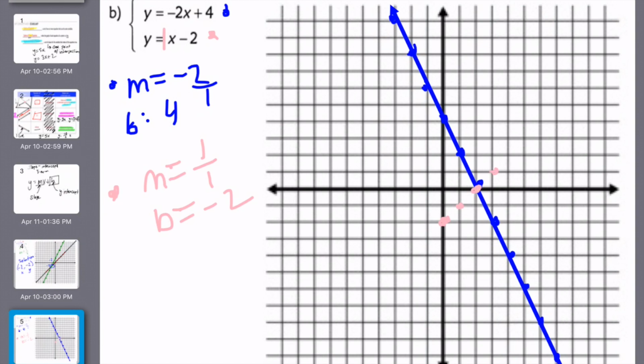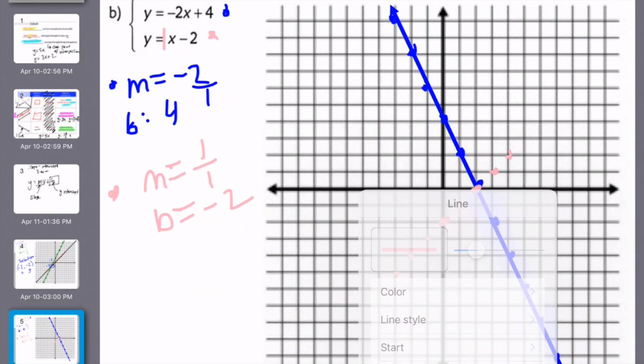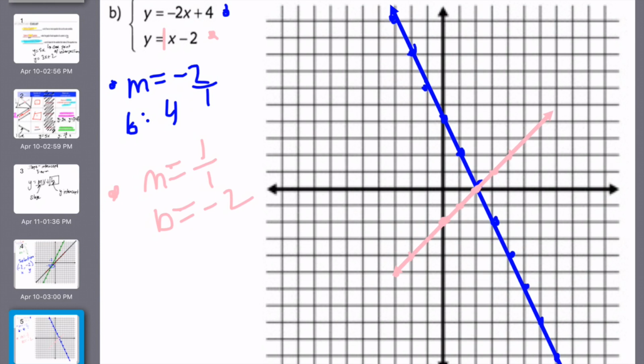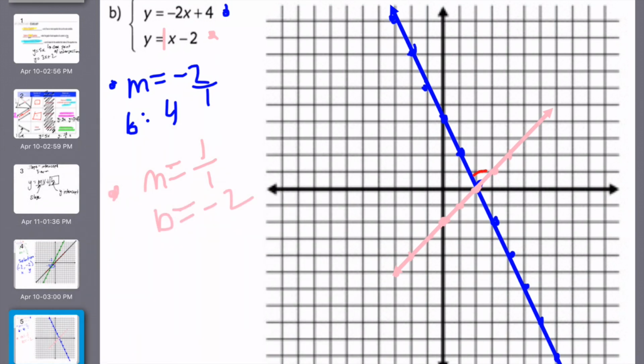And I can already see where my point is going to be, or where my intersection is going to be. So let's try to graph my line here, that color. There we go. So I can see here where my intersecting point is going to be. It's going to be right here. So if I go to the right 2 and up 0, that means my solution is going to be at the point (2, 0).